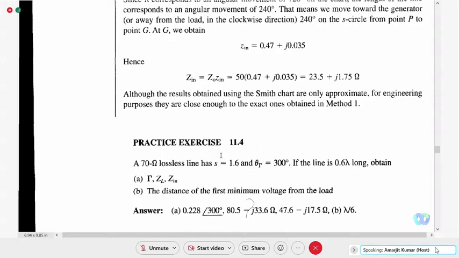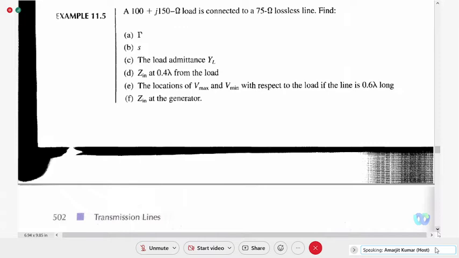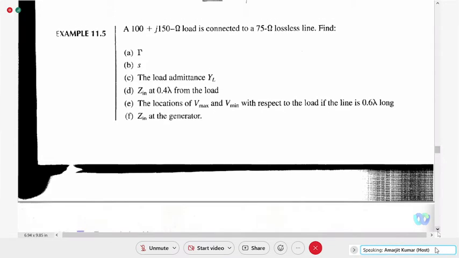The distance of the first minimum voltage: this type of question we have not done. So how to locate the first minima? The location of the minimum input impedance will give the first minima, and it will be on the OP axis. So we can solve some questions involving minima and maxima, the location of Vmax and Vmin with respect to the load.